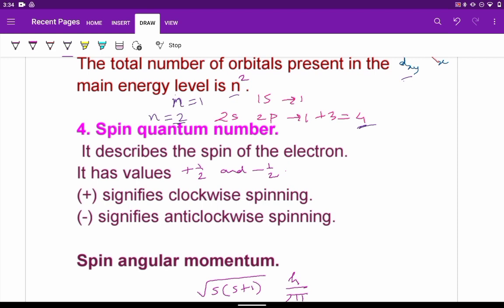Next we come across the spin quantum number. It tells about the spin of the electron. Its values can be plus half and minus half. Plus means clockwise spinning. When the electrons are spinning in clockwise direction, we represent it with a plus. And minus signifies anti-clockwise spinning. So this is the spin quantum number.